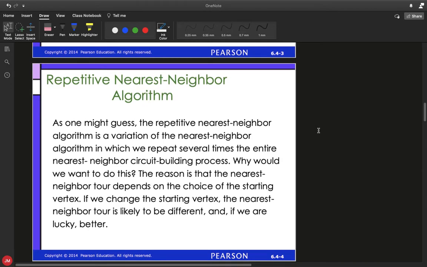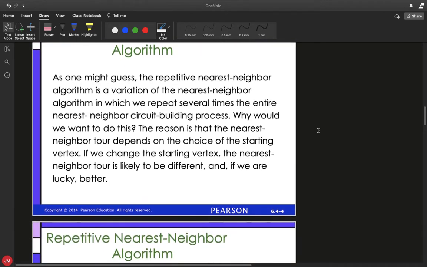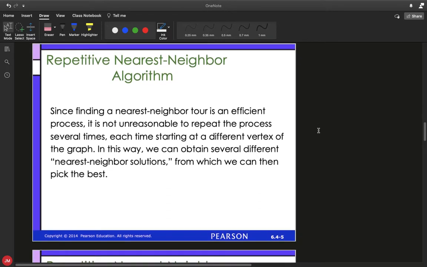So, as you might pick up from the name, repetitive nearest neighbor is a variation of the nearest neighbor algorithm, but we're going to repeat the process a few times in order to try to find an even better route. So why would we do this? The nearest neighbor tour all depends on your choice of starting vertex, but if we change that starting vertex, then we might get some different results and might even do a little bit better.